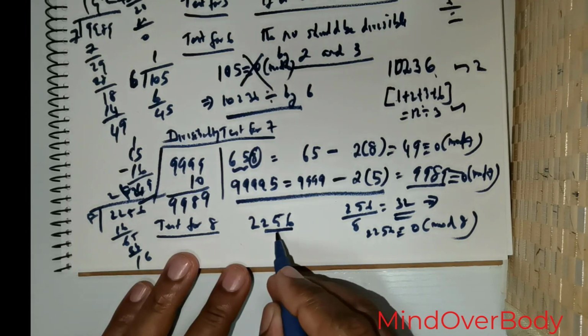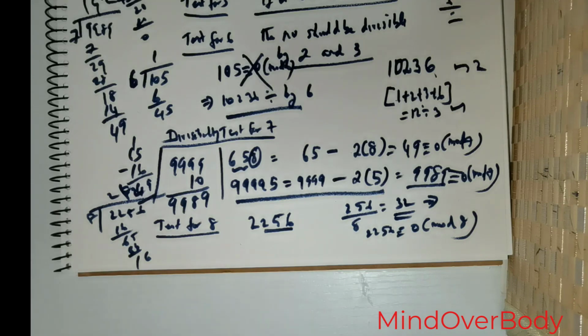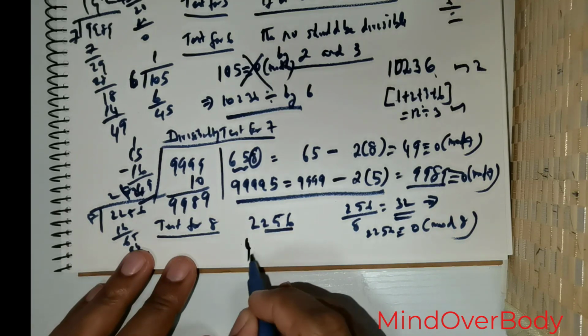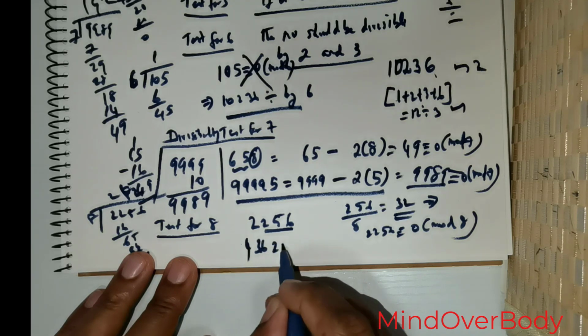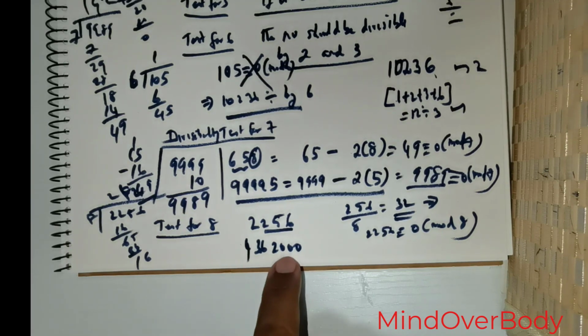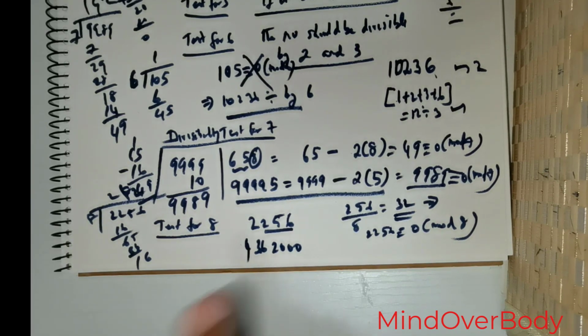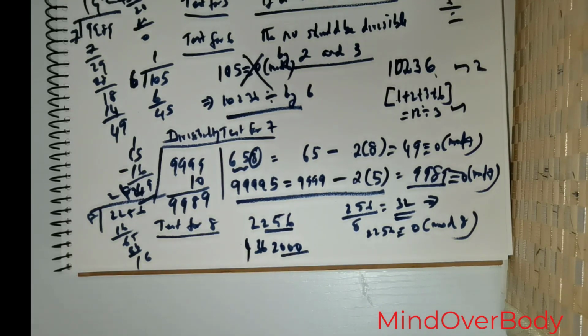Now instead of 2256, suppose you have stacks of zeros. Say suppose you have a number like this, say 4362000. Now it has 3 zeros at the end. So whenever you have 3 zeros like this, clearly the number will be divisible by 8. You can check this out.